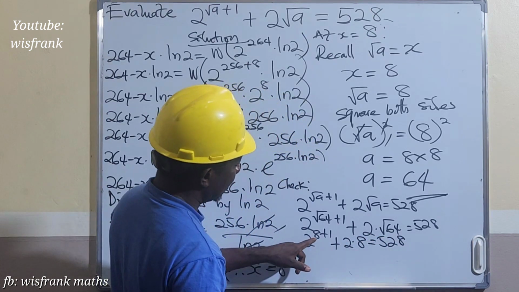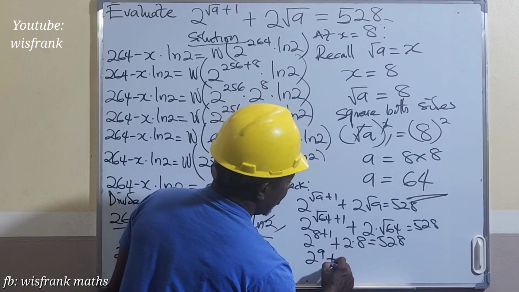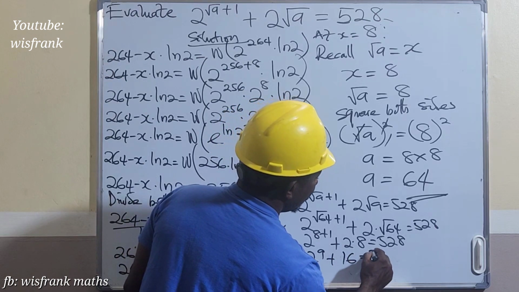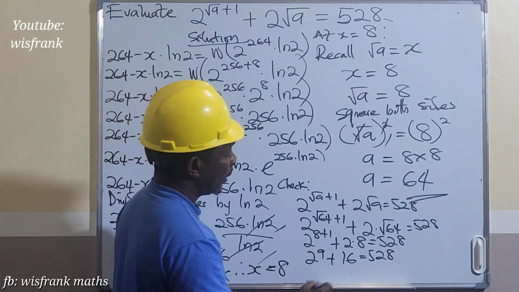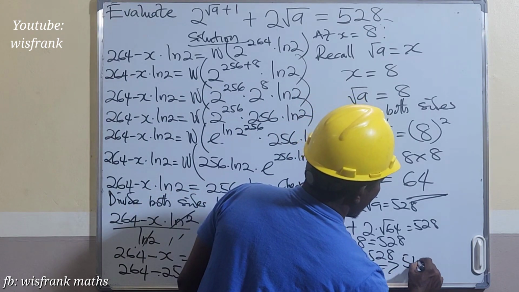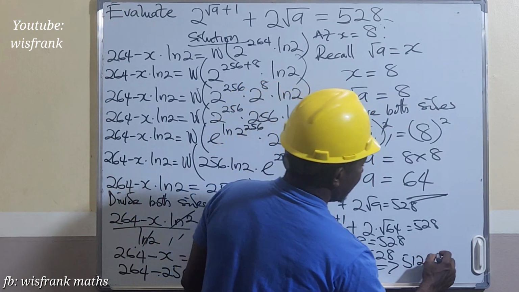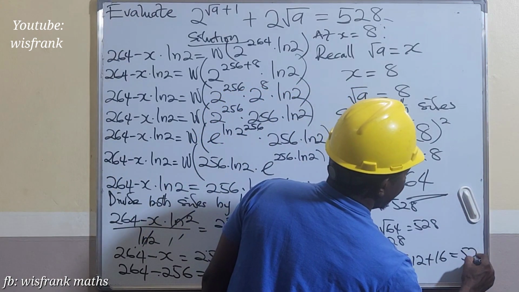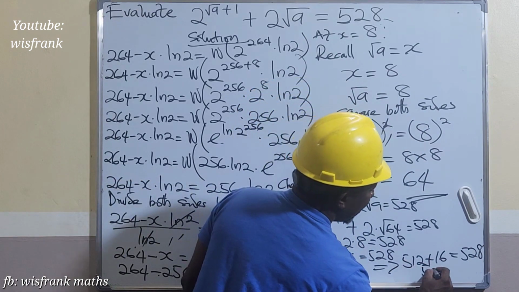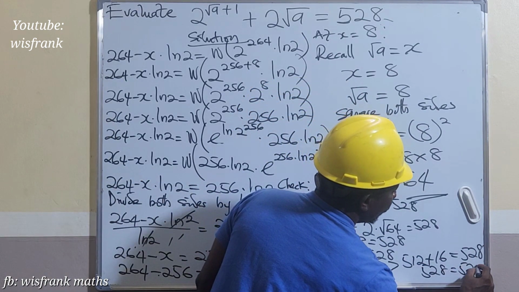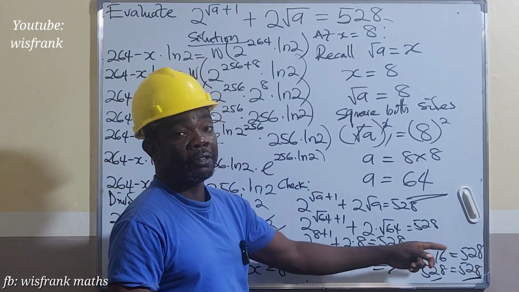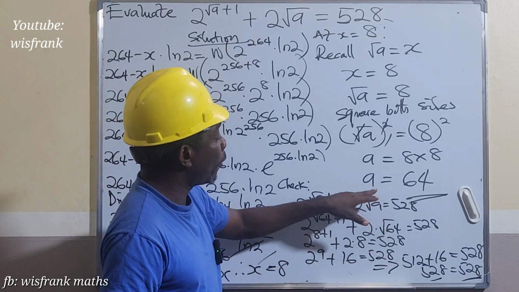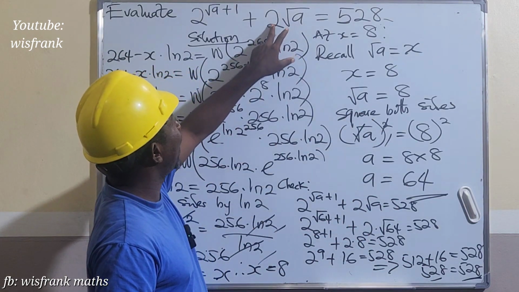So in this case, 2 to the power of 9 plus 2 times 8, which is 16. 2 to the power of 9 is the same thing as 512, plus we have here 16. If you add 512 plus 16, it will give us 528. That means 528 equals 528. Therefore, what we have on the left hand side equals what we have on the right hand side. Therefore, a equals 64 satisfies this equation.